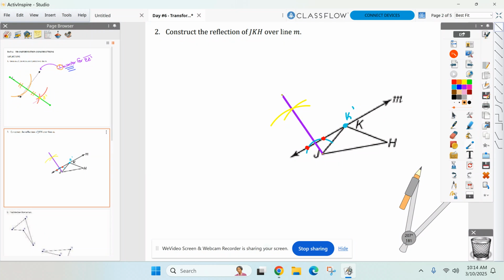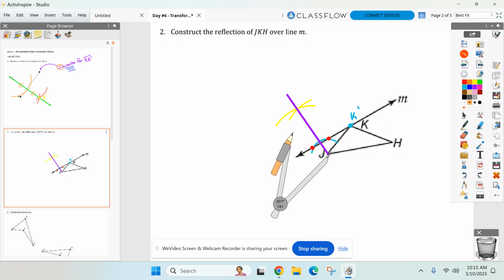Drawing your perpendicular line from J. And now match it. And we should have J prime there. And then I'm going to walk around right now and help anybody that needs help with H.